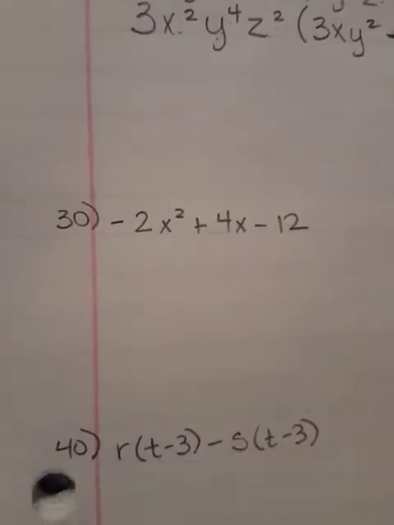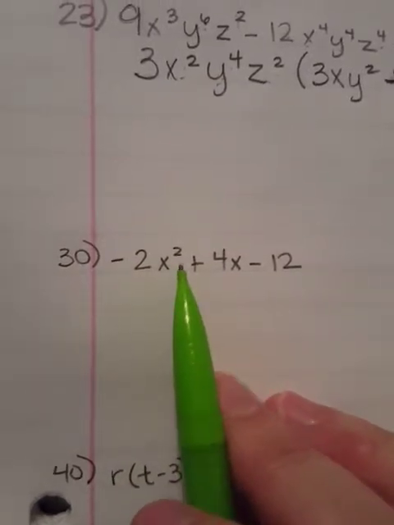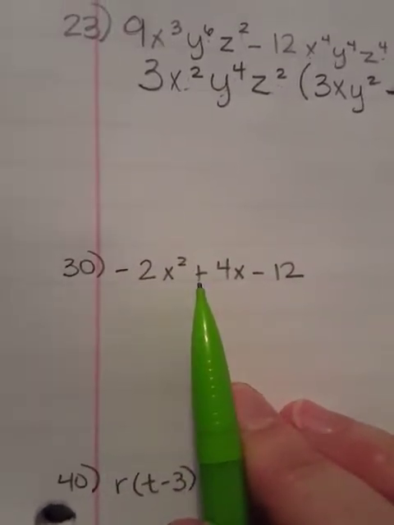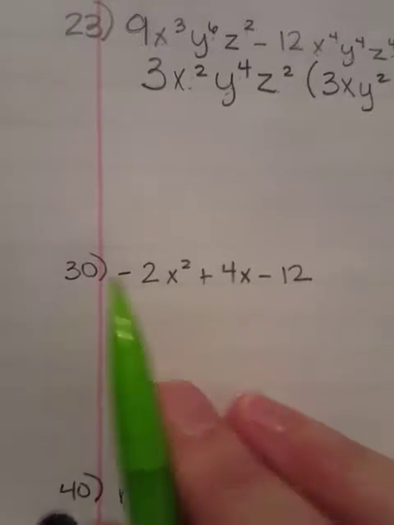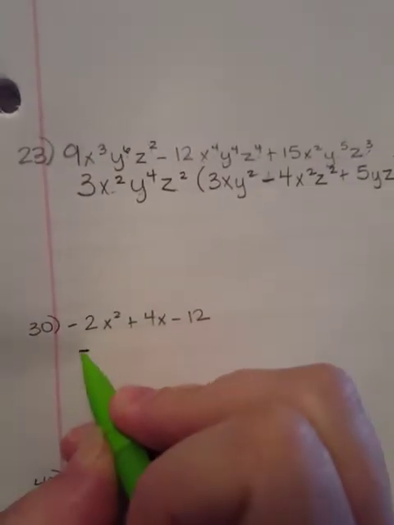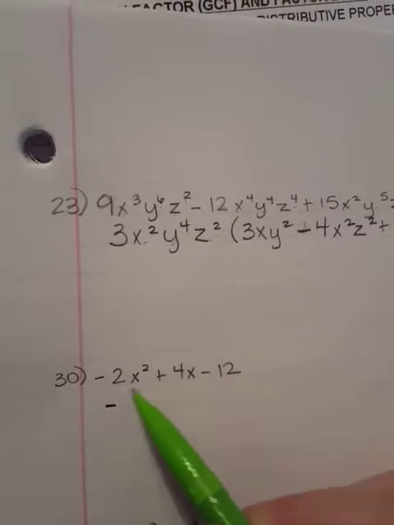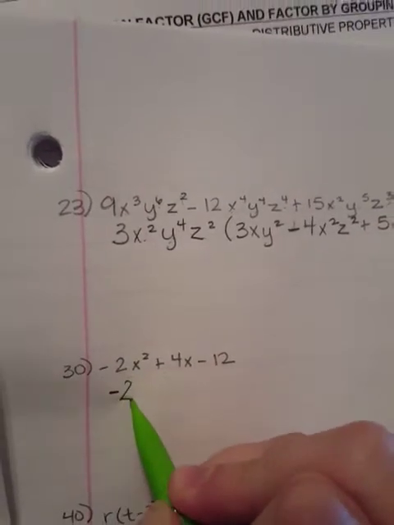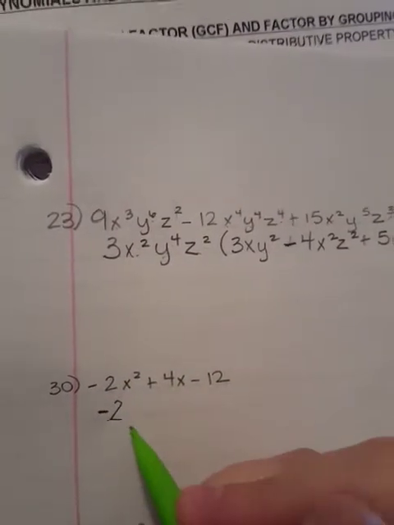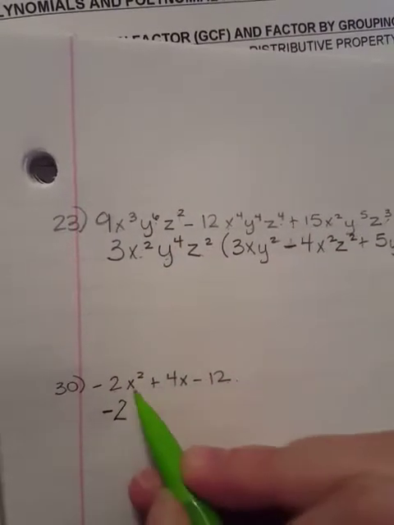Okay, our second problem is number 30, minus 2x squared plus 4x minus 12. So the first thing we need to do is get rid of this negative. So we're going to take negative. Looks like everything is divisible by 2, so we're going to take the 2 out. And then looks like that's it. So minus 2, because not all of them have an x.